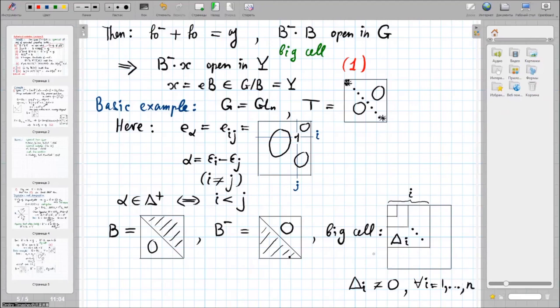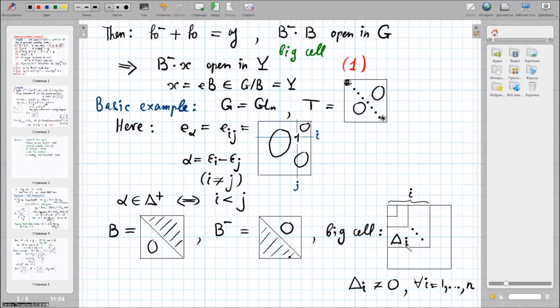So this is the condition for a matrix in GLn to belong to the big cell, to this product of B minus and B. So B minus is a lower triangular matrix with B an upper triangular matrix, non-degenerate. What is delta i? The delta i is the determinant of this submatrix, the principal corner minor. It is the determinant of this i by i block.